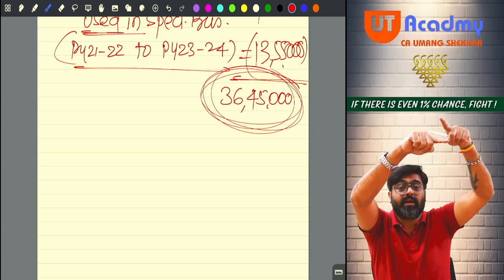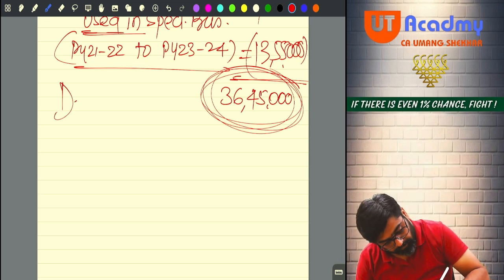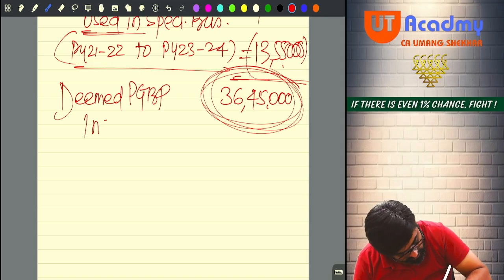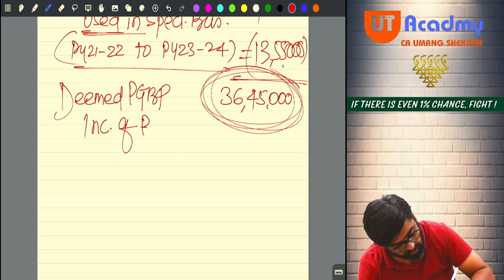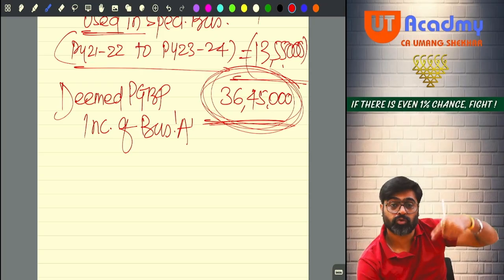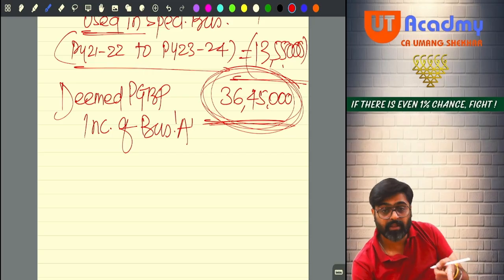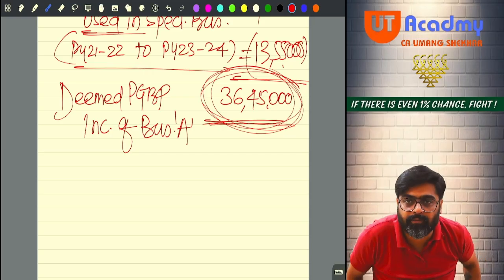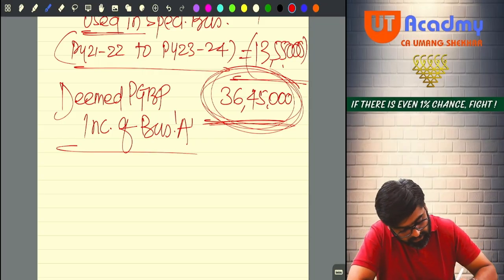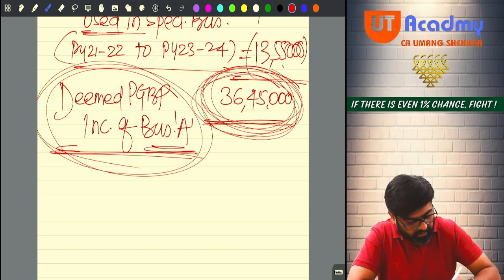This amount, out of that 50 lakhs which we allowed under section 35AD, will now be your deemed PGBP income of your business A from where this amount was allowed. So now you are going to show this amount as your deemed PGBP income of business A from where this amount was claimed as a deduction. Getting my point, everyone? Sure. 36,45,000 will be deemed PGBP income of business A.